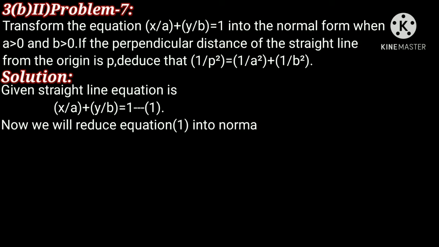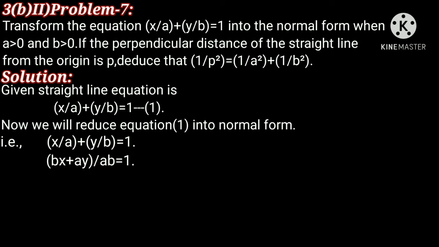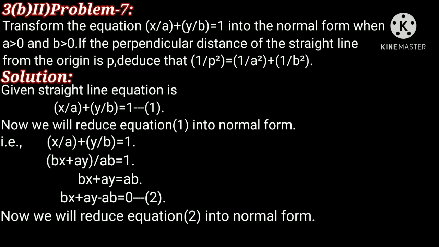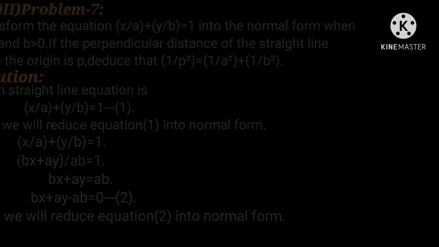To reduce the above equation into normal form, first we reduce the intercept form into general form. That is, 1 implies x by a plus y by b equal to 1. From this, taking ab as LCM, then bx plus ay by ab equal to 1. Next, bx plus ay equal to ab. Finally, bx plus ay minus ab equal to 0. This is equation number 2. Now, we will reduce equation 2 into normal form, because equation 2 is the general form of equation 1.